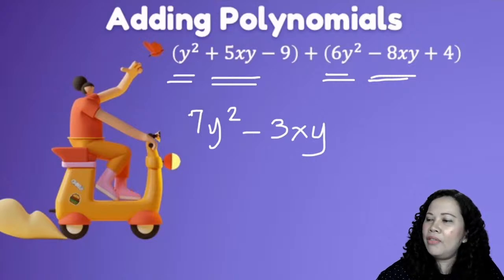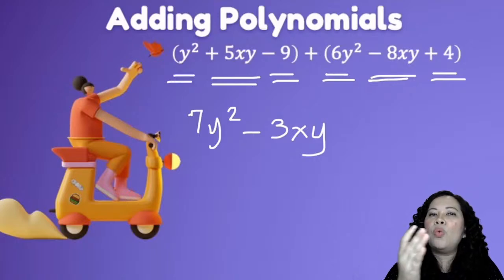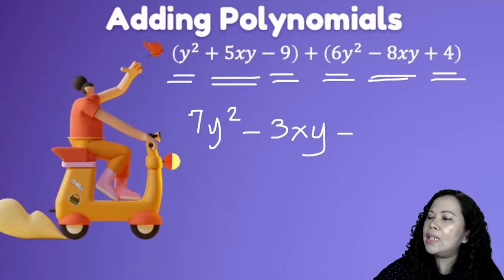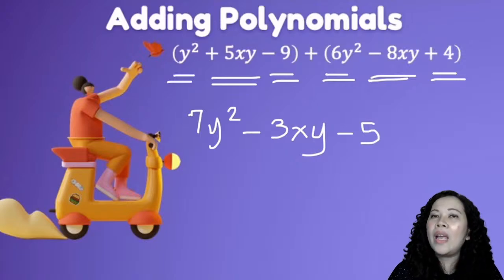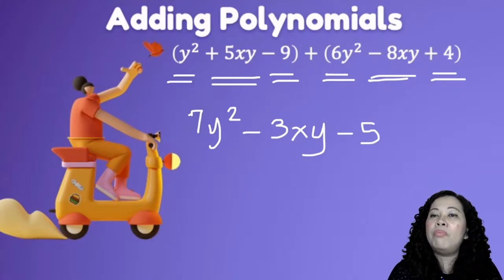Alright, and then we have negative 9 and plus 4. So negative 9 plus 4 again are different signs, so we subtract. 9 minus 4 is 5, and since negative 9 has a higher value than 4, we copy the sign of 9. So that will be negative 5. Okay, so that is your answer for y squared plus 5xy minus 8 plus 6y squared minus 8xy plus 4. Again, if there is no number before your term, that is understood to be 1.